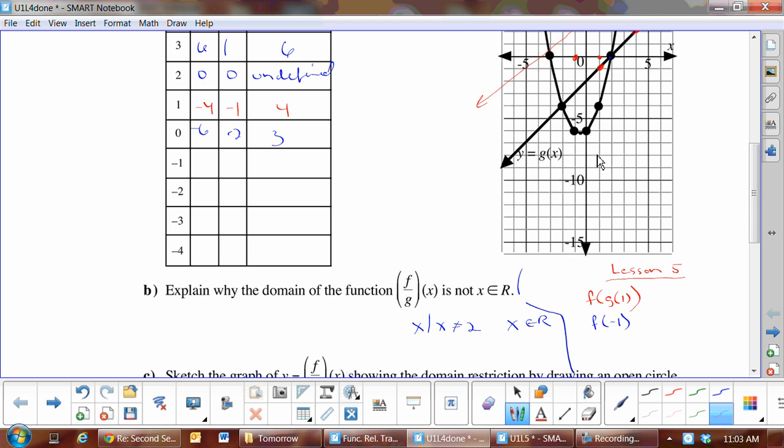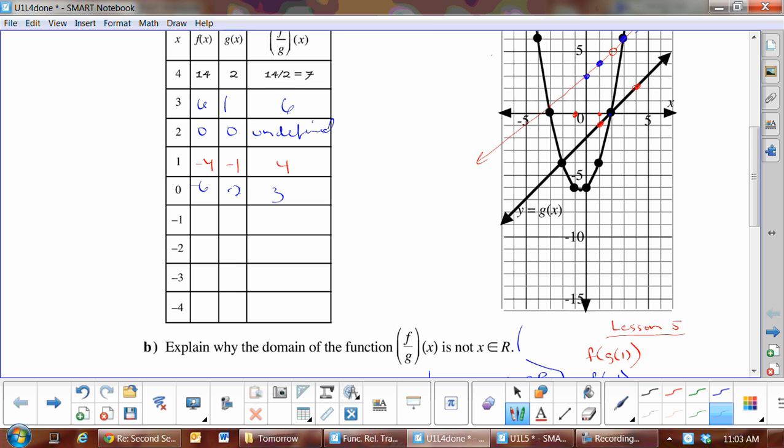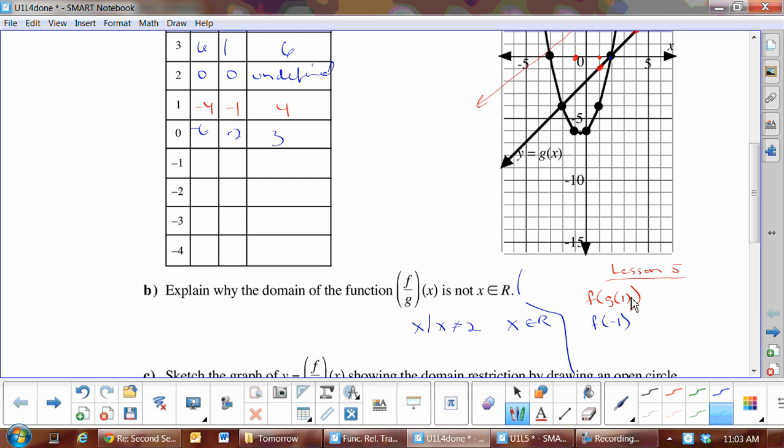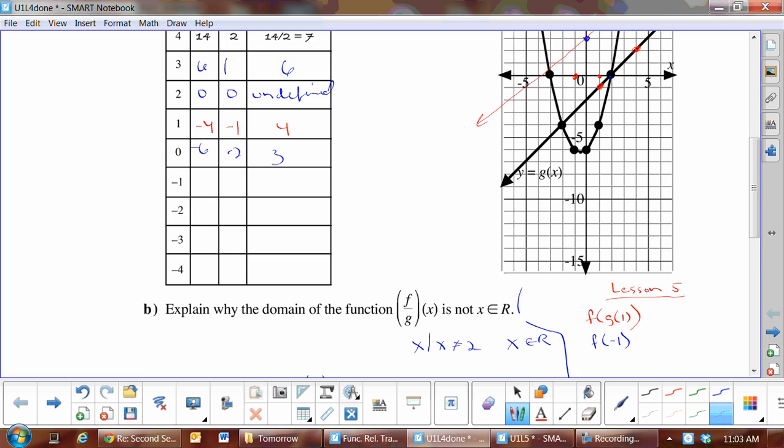Okay, can I show you again? See, here is my x is 1. Can you see that? Therefore, when x is 1, g is, and we're looking at this graph, g is -1. So, g of 1 is -1.